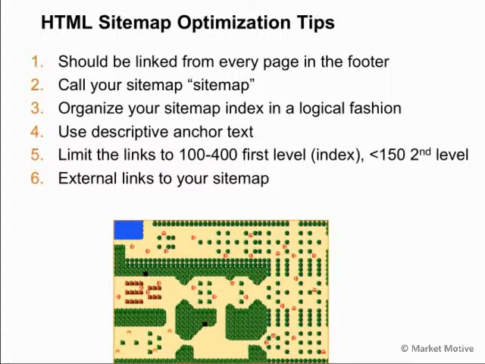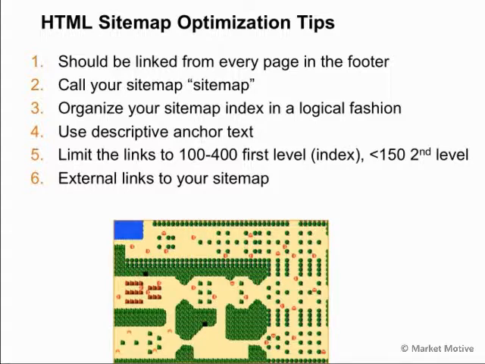Limit the links to 100 to 400 links for the first level for the index page sitemap and less than 150 for the second level. These are pretty good rules of thumb. I wouldn't say they're written in stone, but these are pretty good rules of thumb as far as how many links on a page the spiders will actually index. 100 to 400 is a good range if you're in that 1,000 to 10,000 page type website. You know, if you have a smaller website than this, obviously you're going to have a little different numbers there.